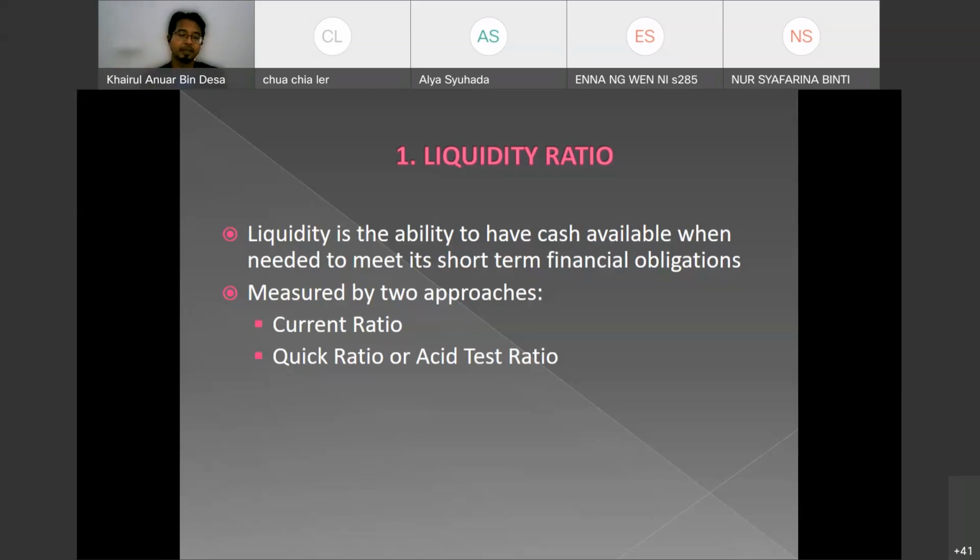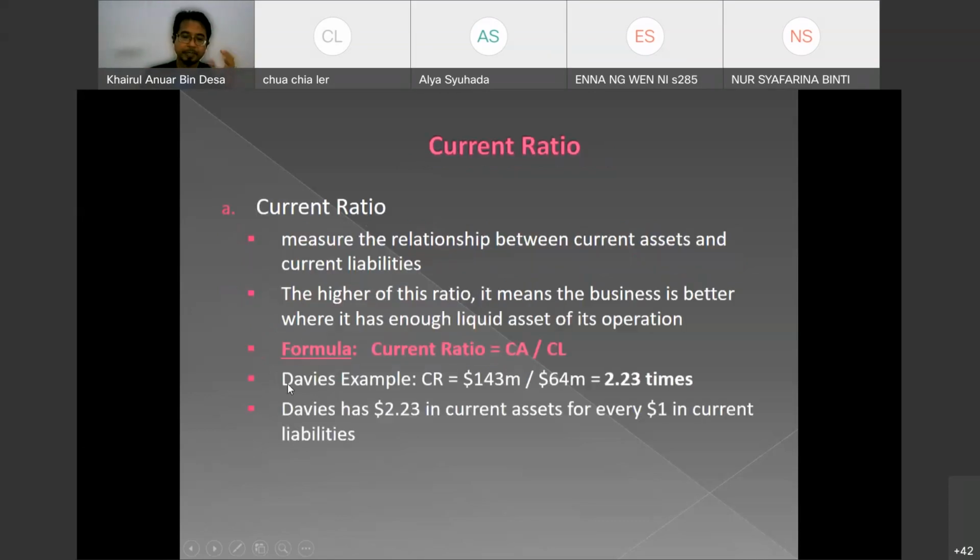Current means short term. And quick here means liquidity deals with time. Timing is really important in the business. Okay, how fast, how quick, means we deal with the time. So what is the current ratio here? Setakat itu okay? Till then, any question? Boleh ikut?